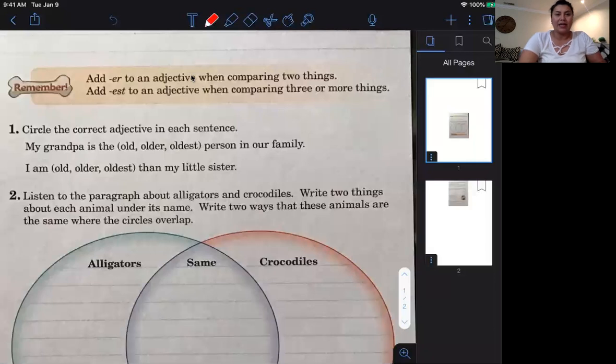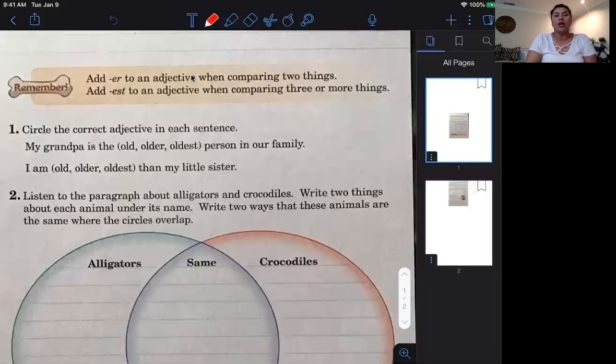But before we jump into that, I'm going to share my screen really quick, and then we're going to go over again adding in bigger and est in biggest to some words and when you're supposed to do that. Remember, we're going to review really quick. When you add in bigger, er, it's when you're comparing only two things. Then you're going to add est in biggest when the adjective is comparing three or more, okay?